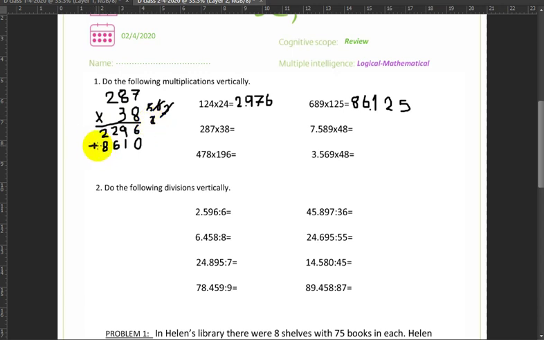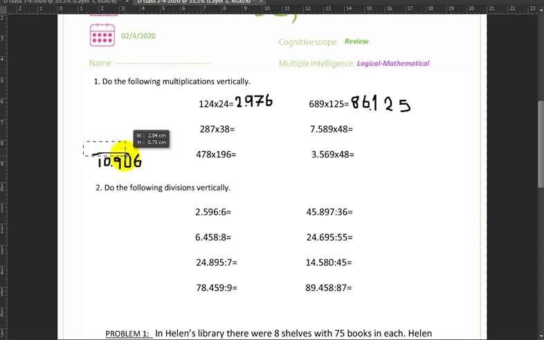I add. 6 and 0 makes 6. 9 and 1 makes 10. Right, 0, carry 1. 2 and 6 makes 8, plus 1 that I carried over makes 9. And then 2 and 8 makes 10. Right, 10. Now let's erase all of this. Keep the result only. And let's put the result here.